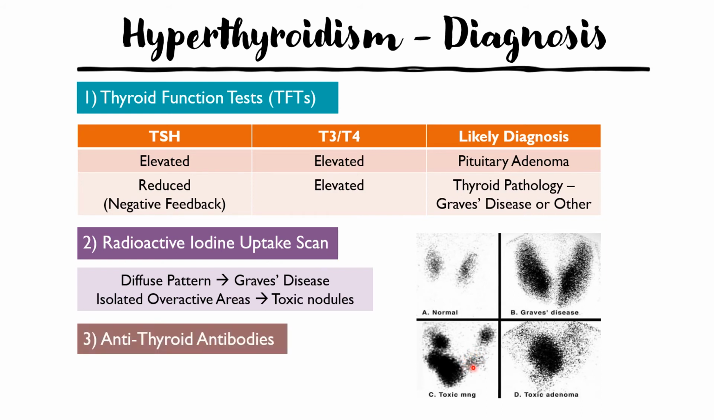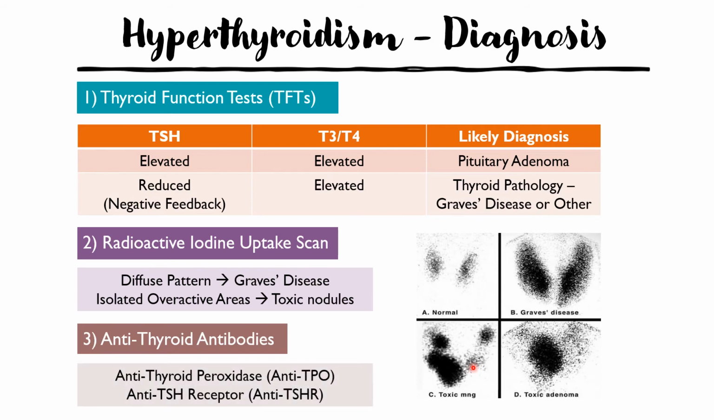And finally, patients may undergo antithyroid antibody testing. And as we've already mentioned, antithyroid peroxidase and anti-TSH receptor autoantibodies can lead to a diagnosis of Graves' disease.